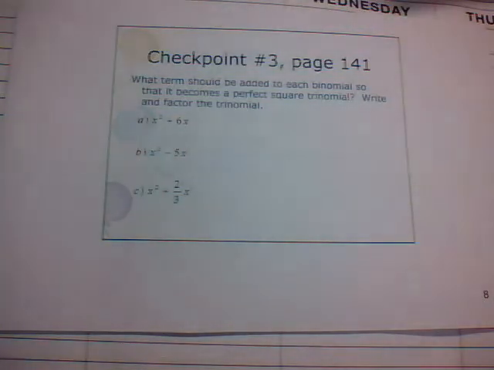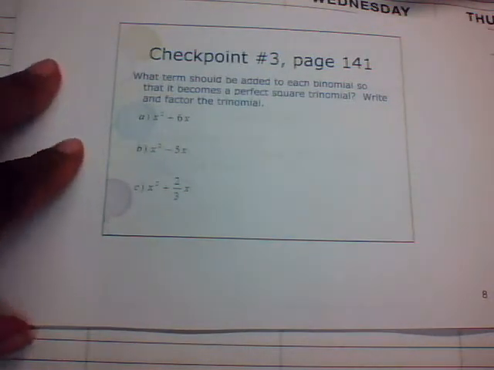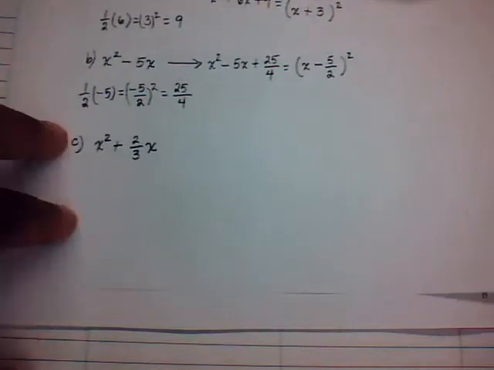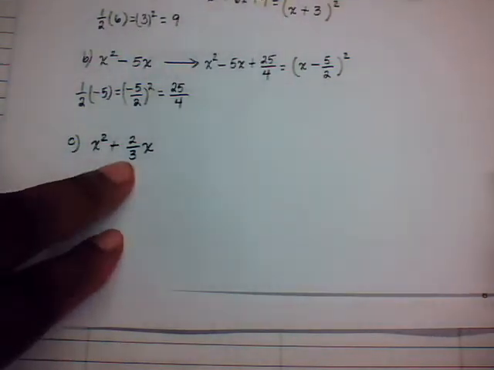And then part C, we got x squared plus 2/3 x. And we want to write this as a perfect square trinomial and then factor it. So we want to find out what term we're going to have to add to that. All right, the coefficient of x is 2/3.